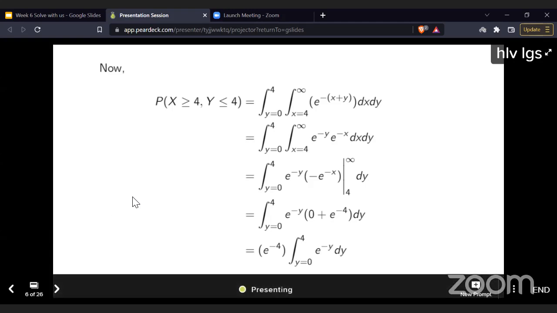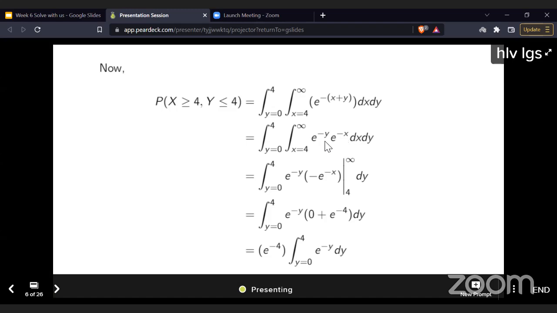Actually, I have done first with respect to y, then with respect to x. Okay. So first, if you integrate with respect to y, what will happen? Now e to the power minus x, you will treat as a constant. So you can put this e to the minus x outside, right? So you will have integration x equal 4 to infinity, e to the power minus x, then again integration y varying from 0 to 4, e to the power minus y dy dx, correct?